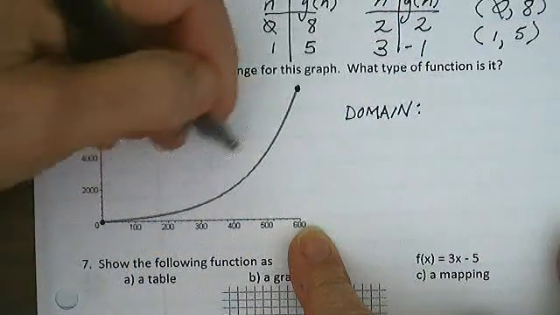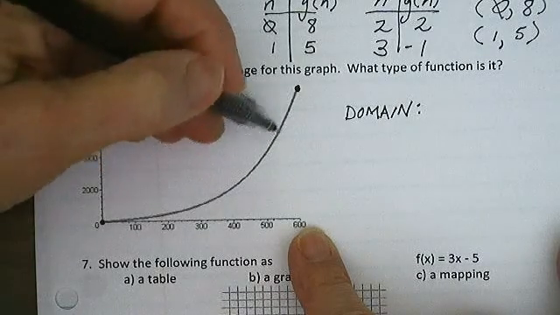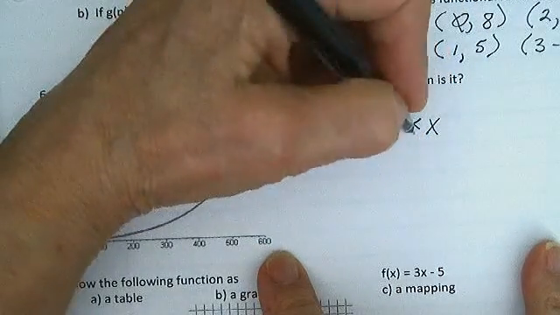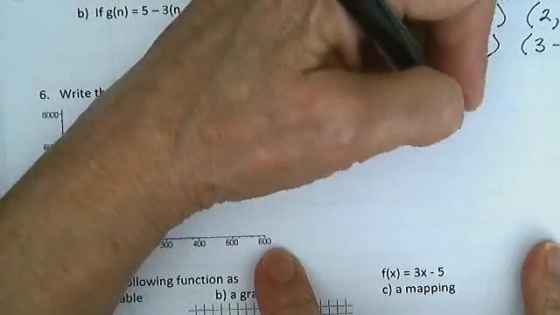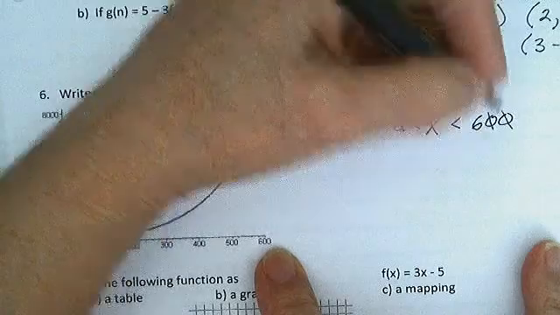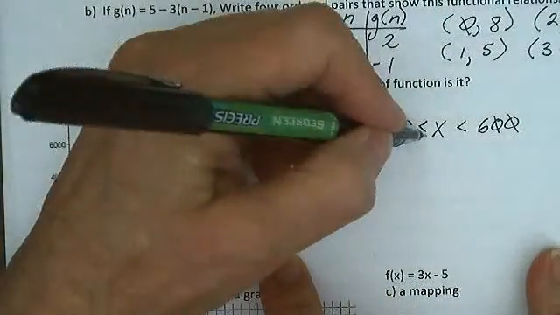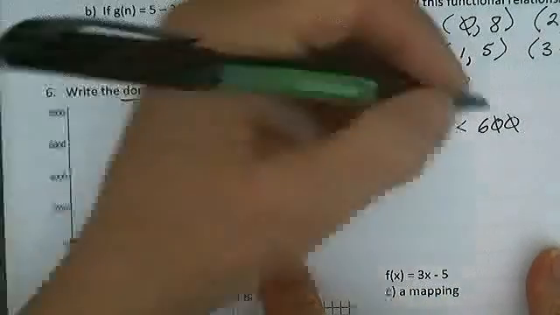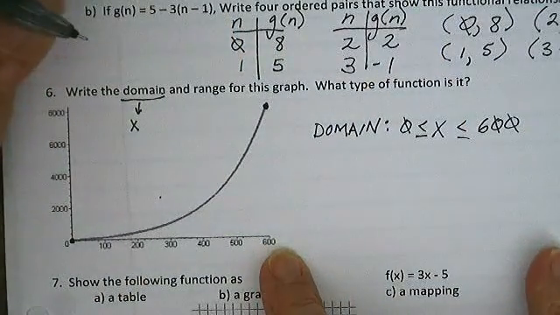because this is continuous now, I can pick any value of x I want and get an output. So my domain is all values of x between 0 and 600. Can x be equal to 0? Yes. Can x be equal to 600? Absolutely, because this is not an open circle, it's a closed circle.